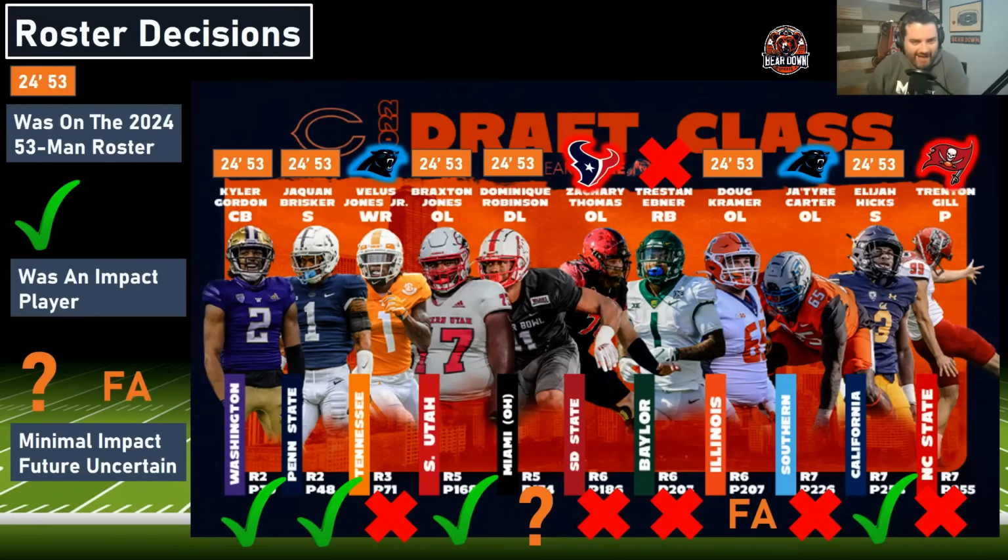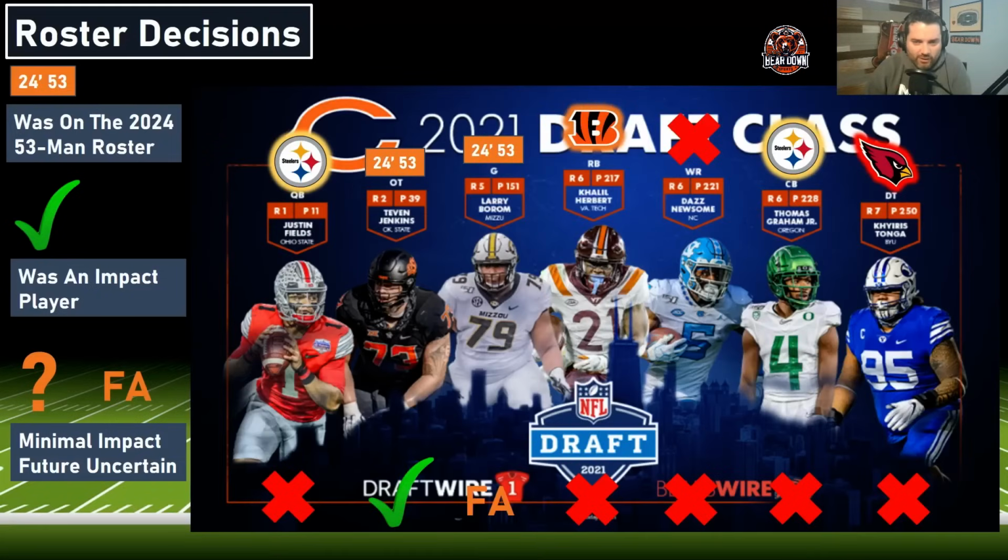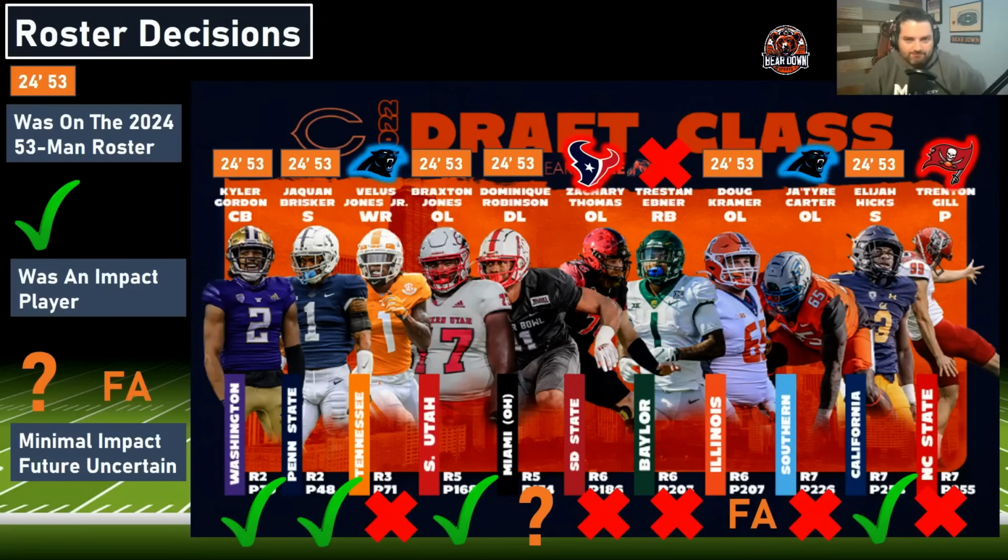All right, now the last 2 on our rookie contracts. I'm going to do both of these at the same time. You had your 2022 class and your 2021 class. A lot of them are already gone, so it's going to be easier to do both of them. So we'll do them at the same time. The ones that were on the 53-man roster, though, you got Kyler Gordon.